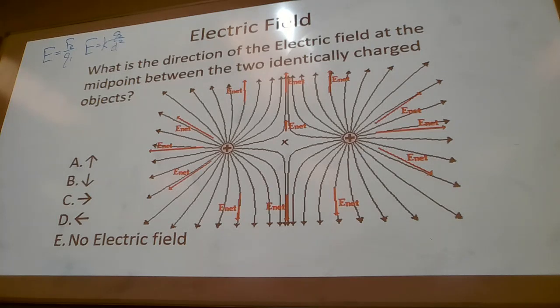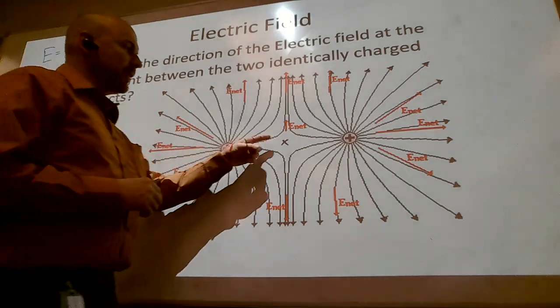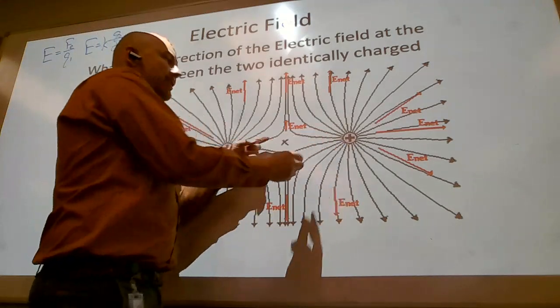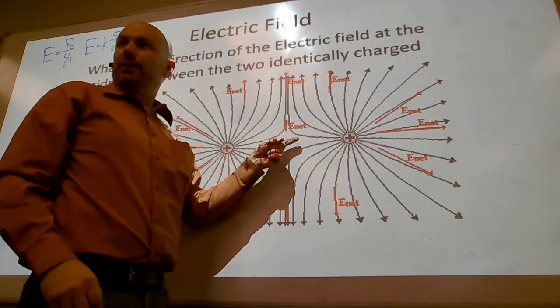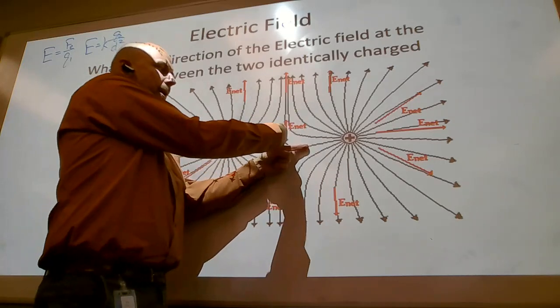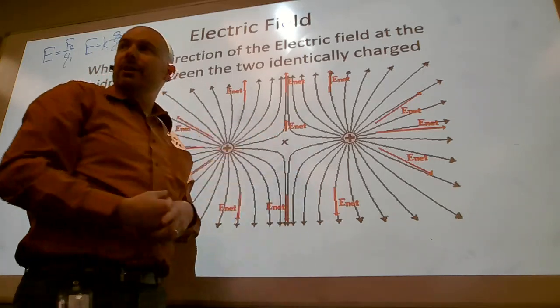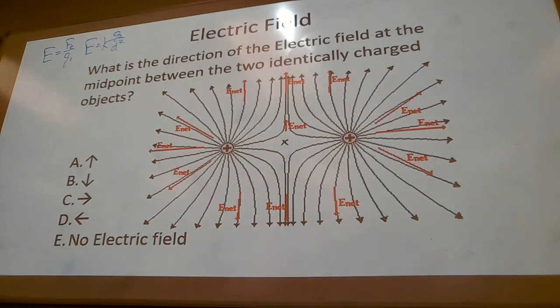For the sake of time, the correct answer is E, no field. Because they're identical charges, they're equal distance away, so the field from this one goes this way, the field from that one goes that way, and they cancel each other out because they're equal strengths. So there's zero electric field at that location. Like the net electric field is zero. Good there?